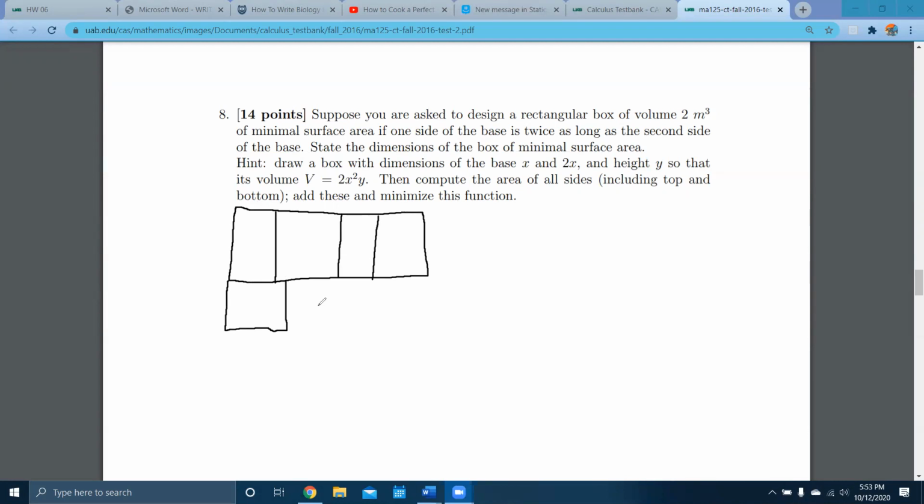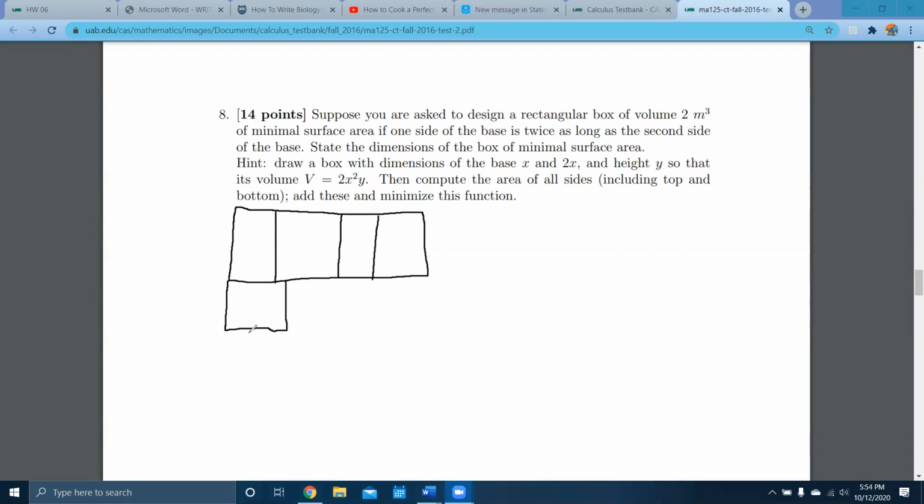Now we're given some initial parameters. We're told here, rectangular box has volume 2 meters cubed and has minimal surface area. If one side of the base is twice as long as the second side of the base, state the dimensions of the box of minimal surface area.